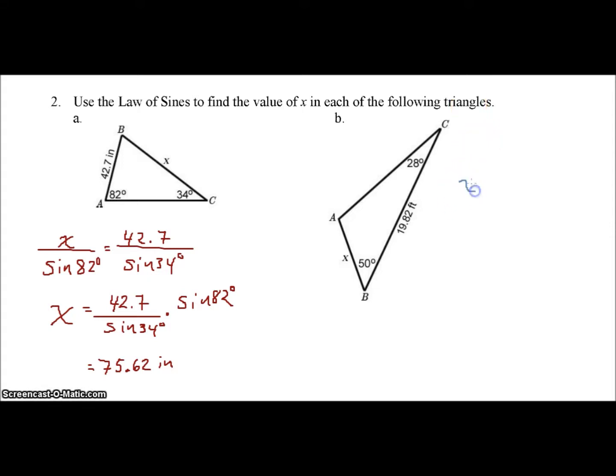Now let's find x here. We know by the law of sines that x over sine of 28 equals 19.82 over the measure of angle A. And then the measure of angle A is, of course, 180 minus 50 minus 28, which is 130 minus 28, which is 102. So I'm just going to replace the measure of angle A here with 102.